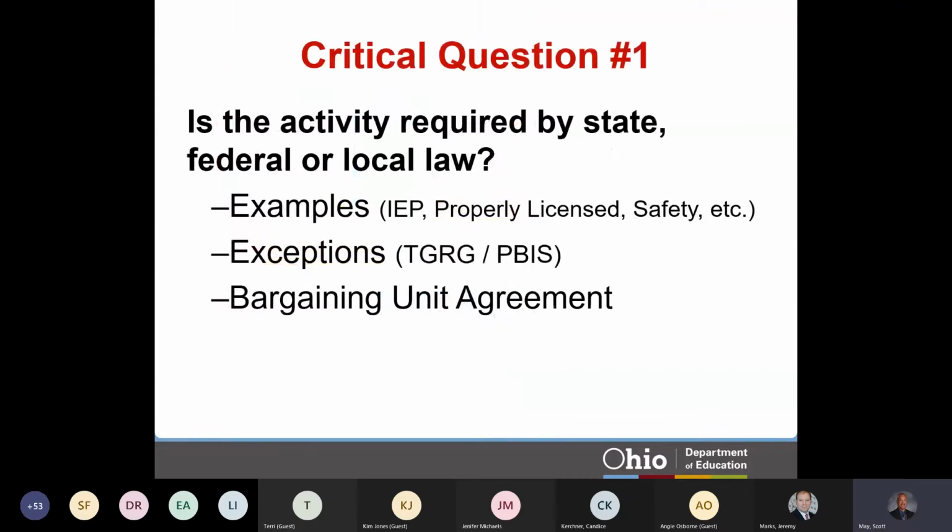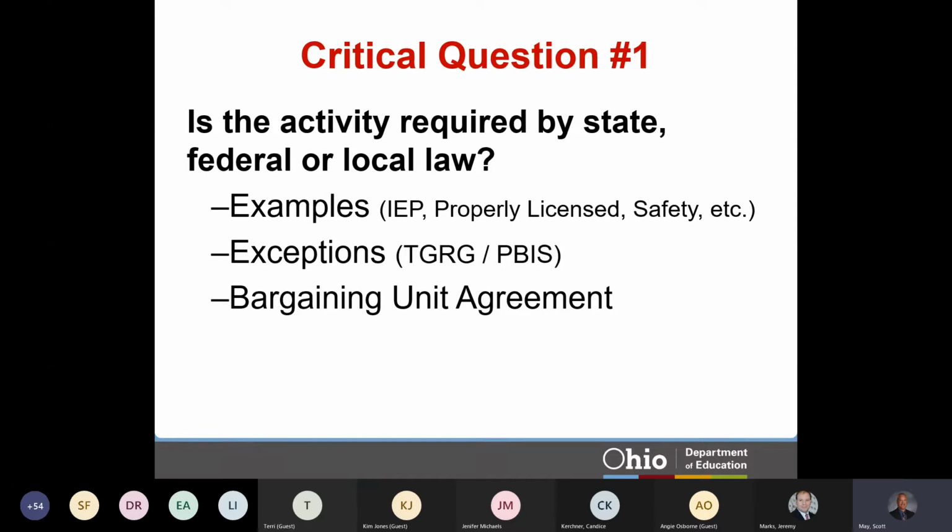The first critical question: is this activity required by state, federal, or local law? So it has to be supplemental to the core program. All federal funds are based on this. The core program is required by the state curriculum standards. Some of the exceptions include interventions for the Third Grade Reading Guarantee or PBIS. If you have questions about that part of it, please contact your consultant.